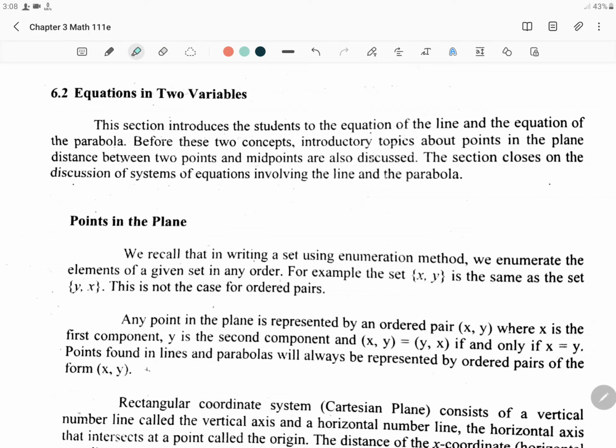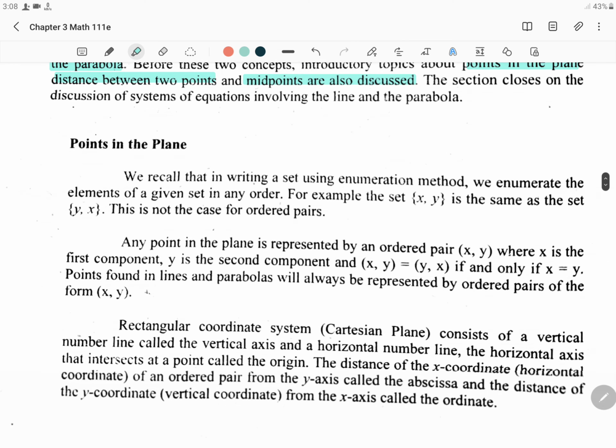So today, we will be dealing with equations in two variables. This section introduces you to the equation of the line and the equation of the parabola. But before these two concepts are introduced to you, introductory topics such as points in the plane, distance between two points, and midpoints are also discussed. So please pay attention sa mga discussions natin dito. Okay? So let us proceed with our discussion on points in the plane.